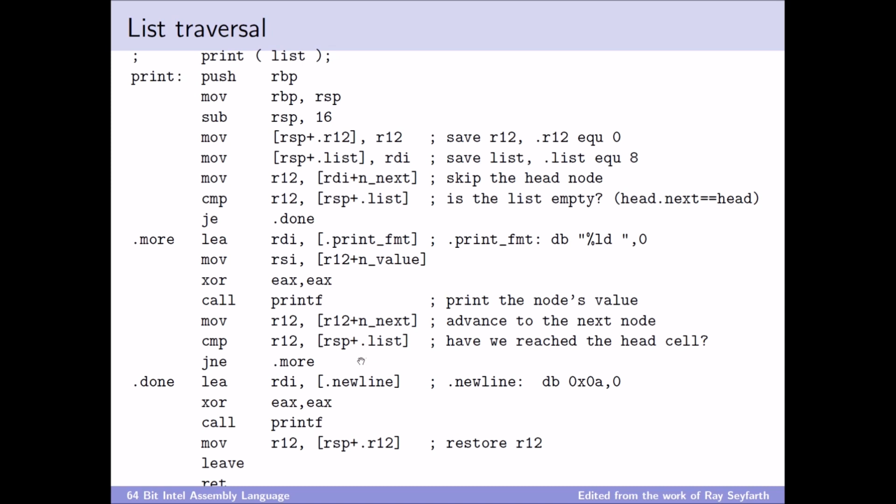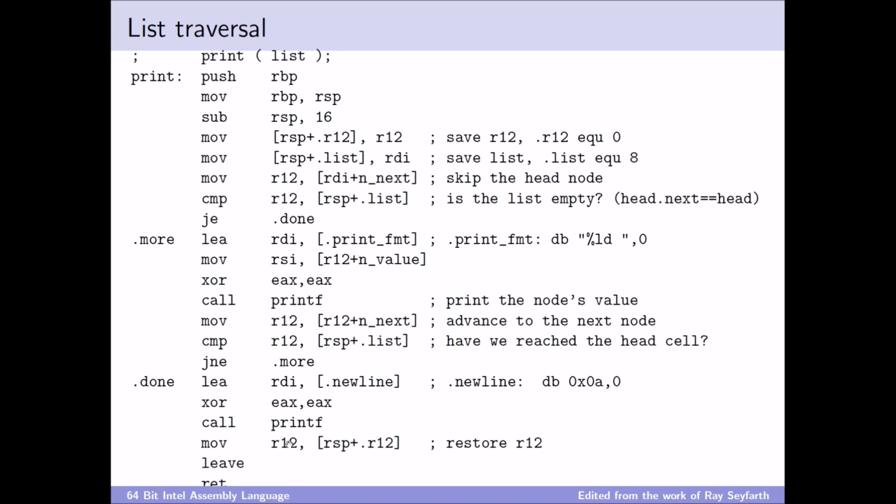Once we've gotten back to the head itself, we now need to output our new line character just to move the terminal down one line. I'm going to move the new line format string into RDI, again with no floating point parameters, and call printf. This will just add the extra line. Finally, I'm going to restore the value that I had saved on my stack for R12. So I'm going to move this back from my stack-based storage onto R12 and then leave and return.